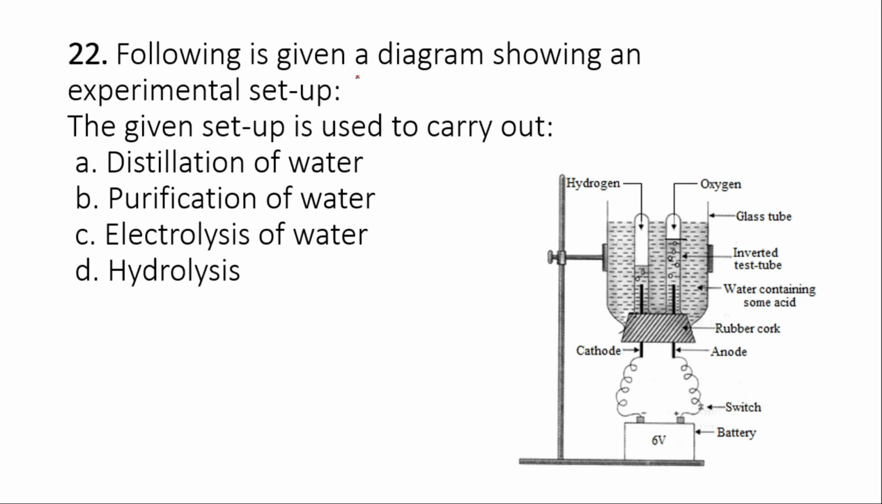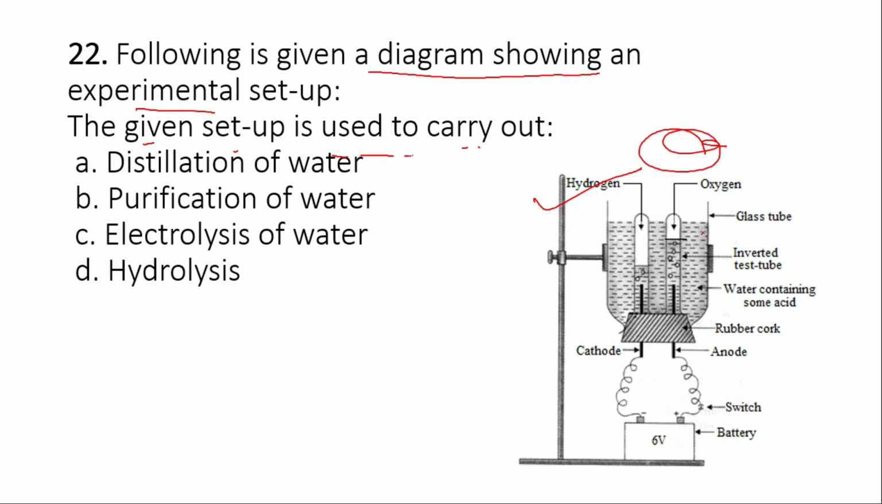The next question says the diagram showing an experimental setup. So this is an experimental setup given to you, and in this experimental setup you have to identify the given setup is used to carry out. Actually you have to identify ki what exactly is going on in this setup, right? So what we will be doing? Simple. See, first and very most important thing ki what all things are used here.